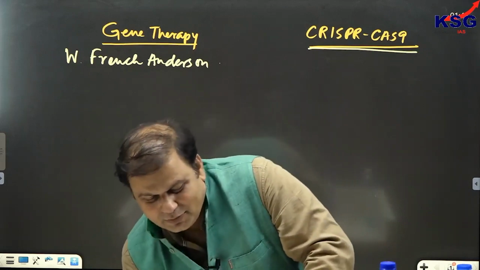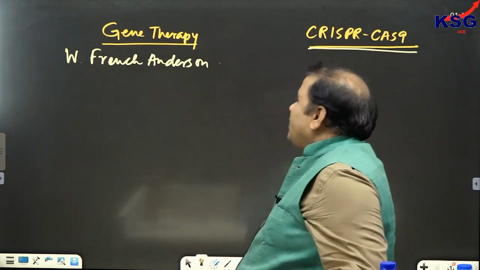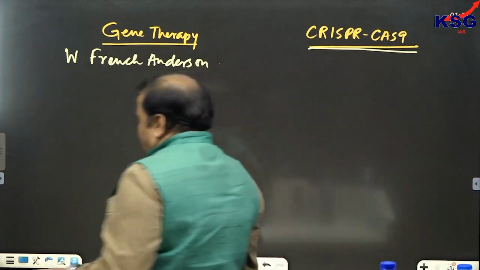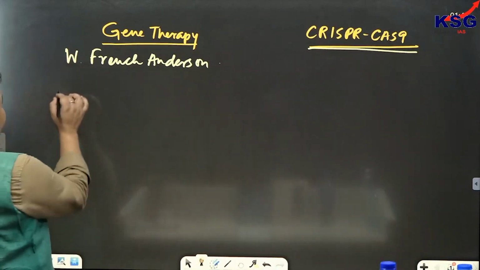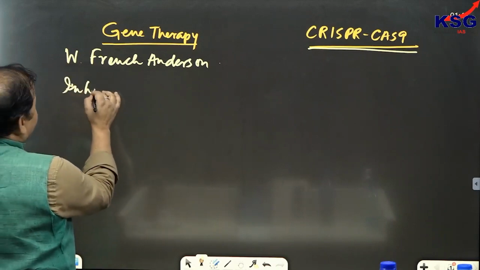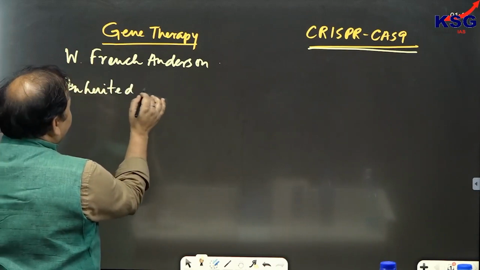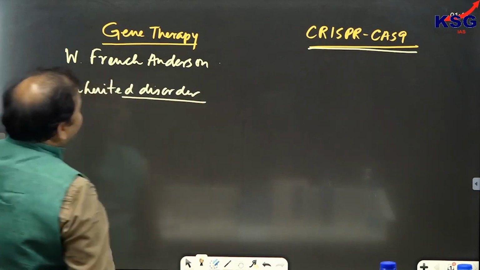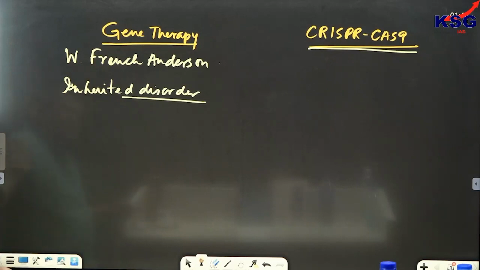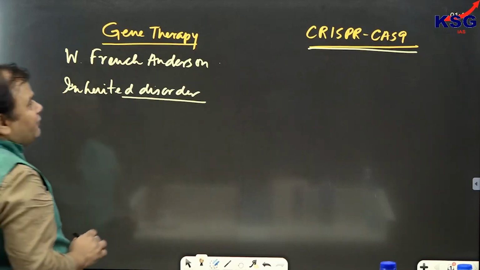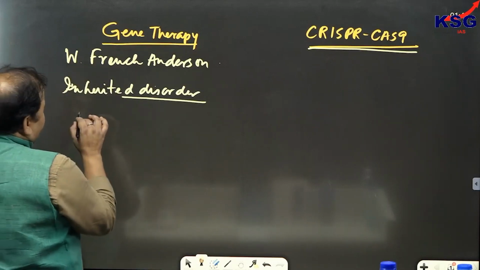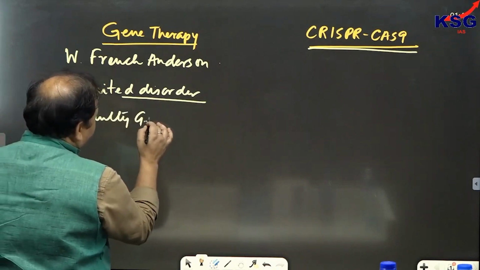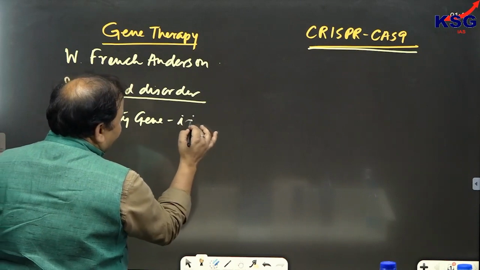You also. Because now see, it was developed by W. French Anderson, and the purpose is to remove an inherited disorder in a person. Suppose someone has an inherited disorder, then to remove that inherited disorder, what do we do? We will use gene therapy. Clear? Now, how is that done? First of all, we are responsible for identifying the faulty gene. We identify the faulty gene.